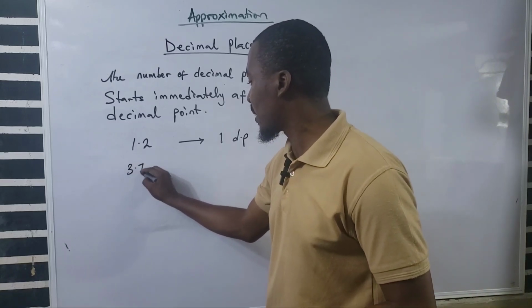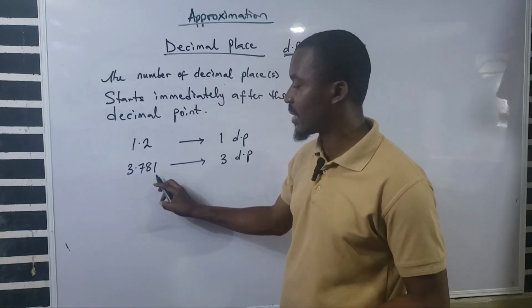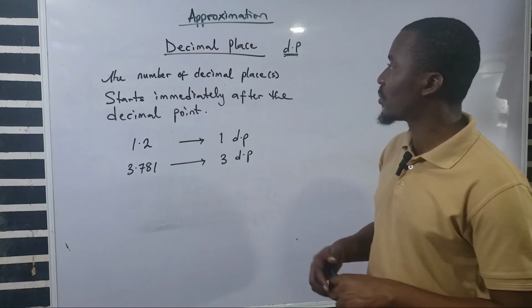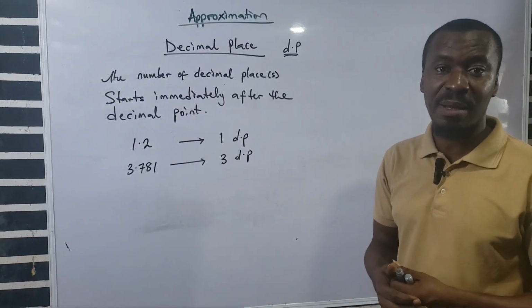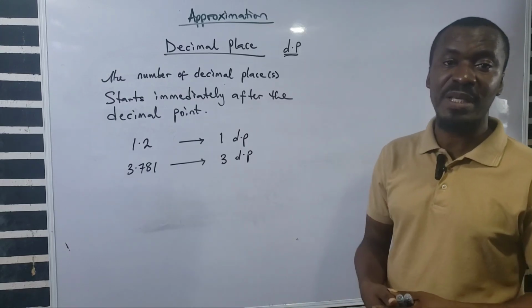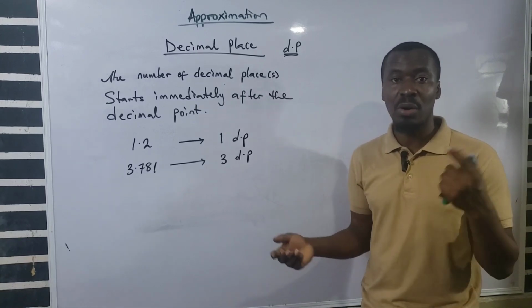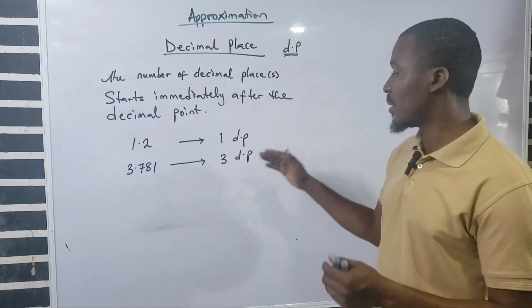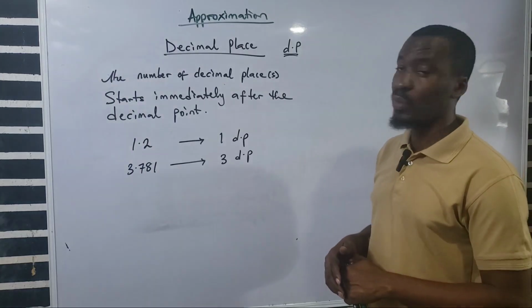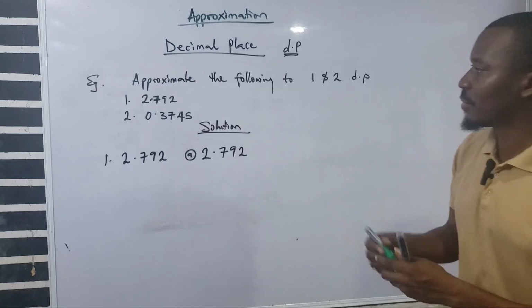If I have 3.781, this is in 3 decimal places, because I have 3 digits after the decimal point. So that's all we need to know on decimal place. Let's solve an example. When you're asked to approximate, you count after the decimal point the number of decimal places you want. You take your approximation, whether you round up or round down, then you get your answer. So let's see a couple of examples to approximate to a particular decimal place.